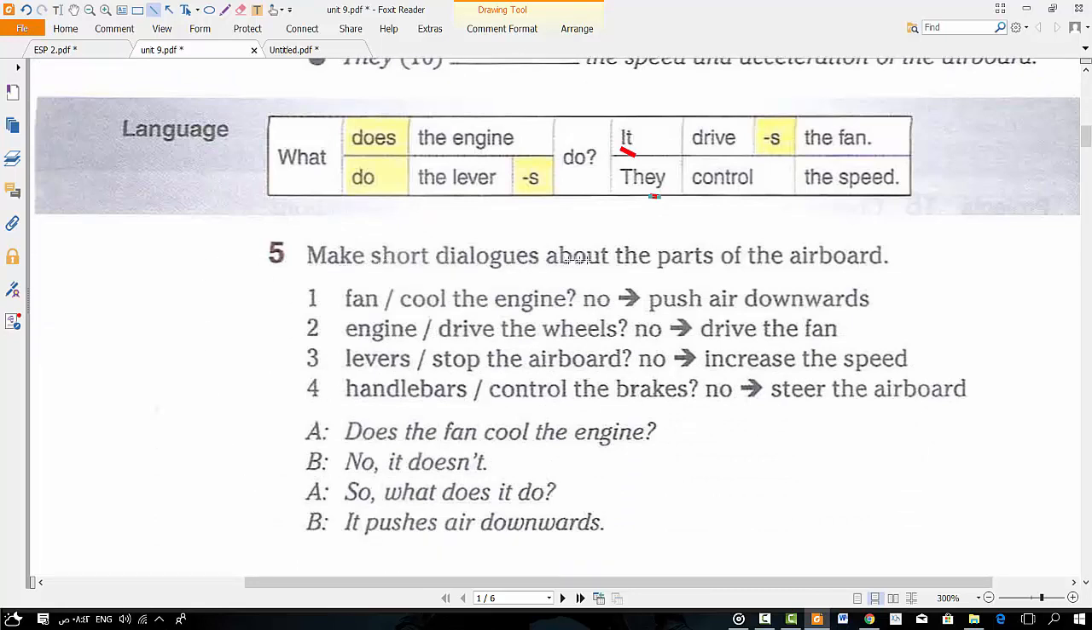Five, make short dialogues about the parts of the airport. Okay, we will make questions like this one. What does or what do? Number one. Fan cool the engine? No. Let's say, does the fan cool the engine? No, it doesn't. This is the question. This is the answer.